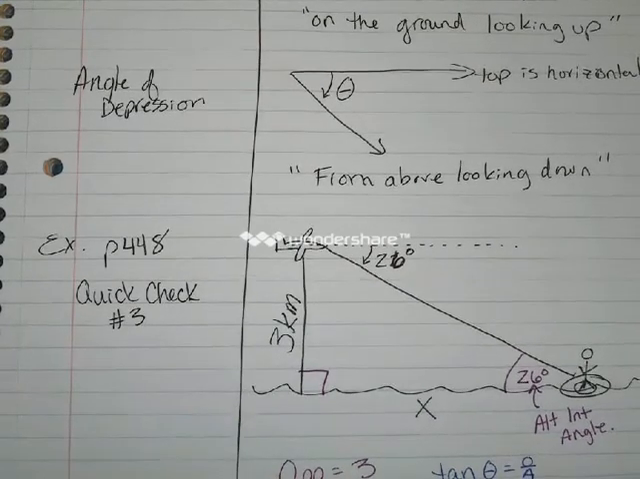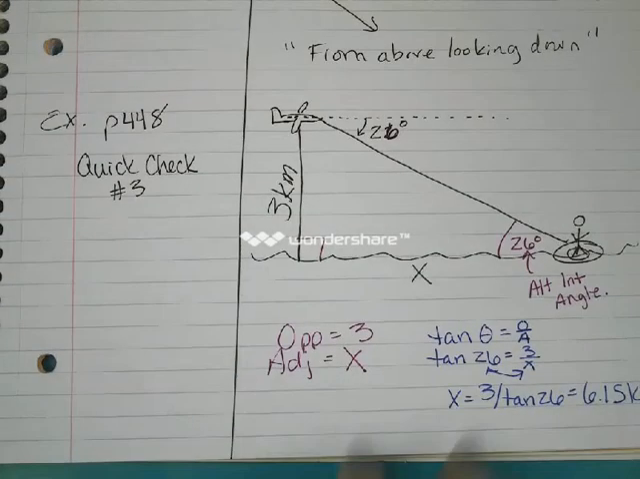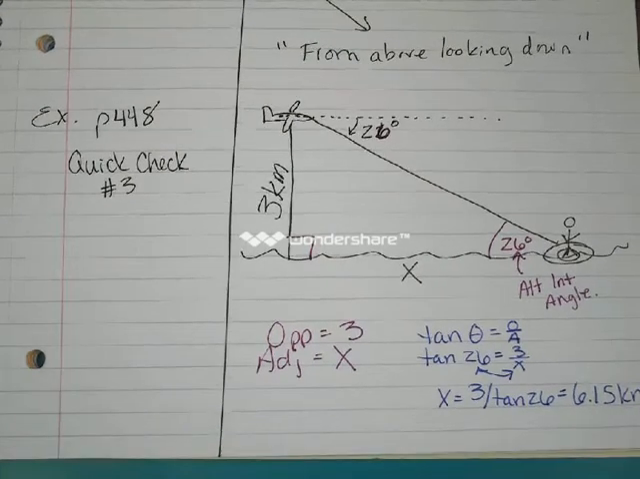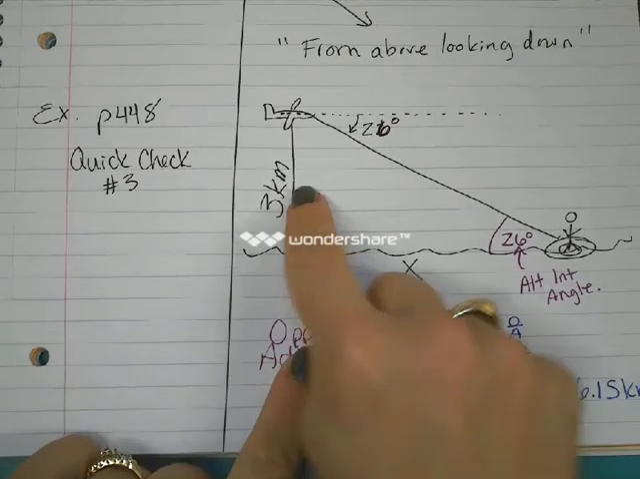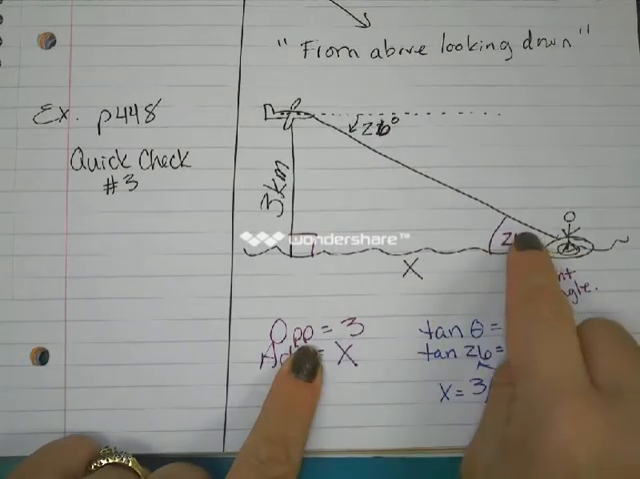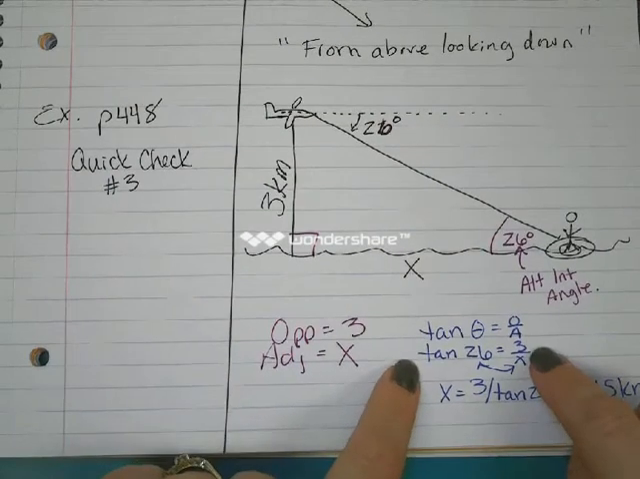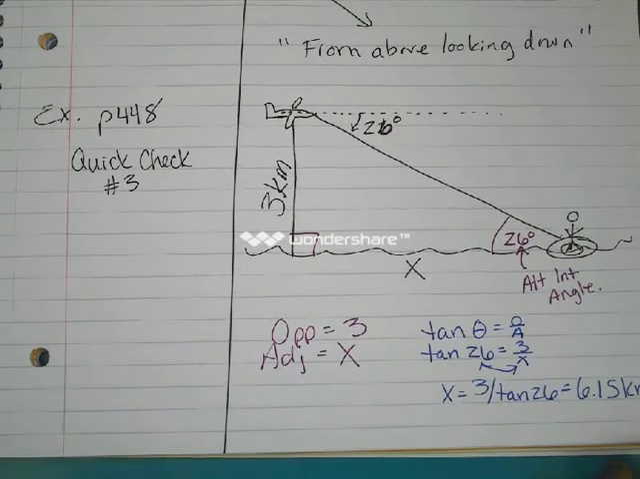Oh, y'all can't see that. Sorry. Okay, so again, the opposite of the degree, here's my 26, the opposite is 3. The adjacent is x. So I use tangent. I plugged in, and when x is on bottom, you switch it. Okay? Next example.